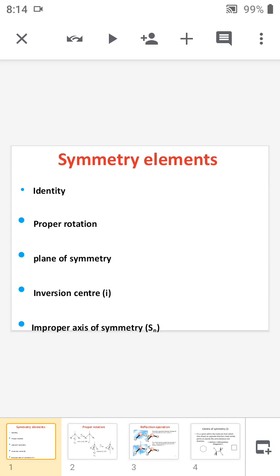First is the identity. Every organic molecule is identical to itself, so that is the identity operation. Every molecule in organic chemistry has this operation, the identity, because every molecule is identical to itself. The next element of symmetry is the proper rotation, or axis of rotation.